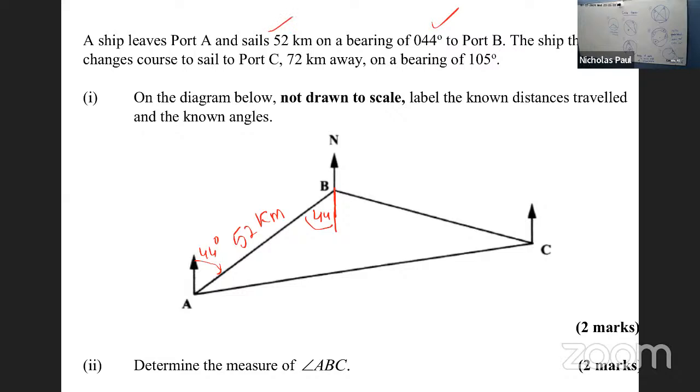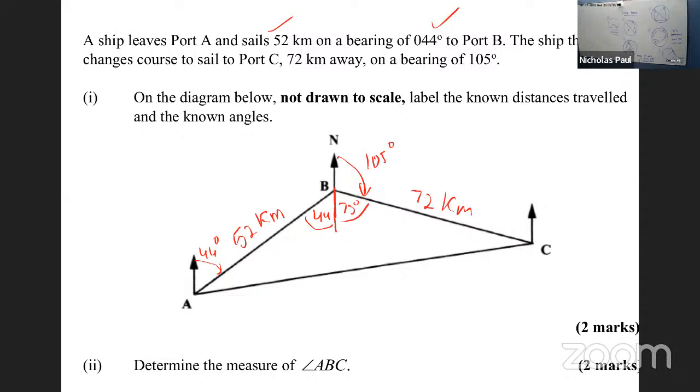The ship then sails to port C, 72 kilometers away, between B and C. Where is the bearing 105? So how much is here? 65? 75? Okay. That is your completed diagram.